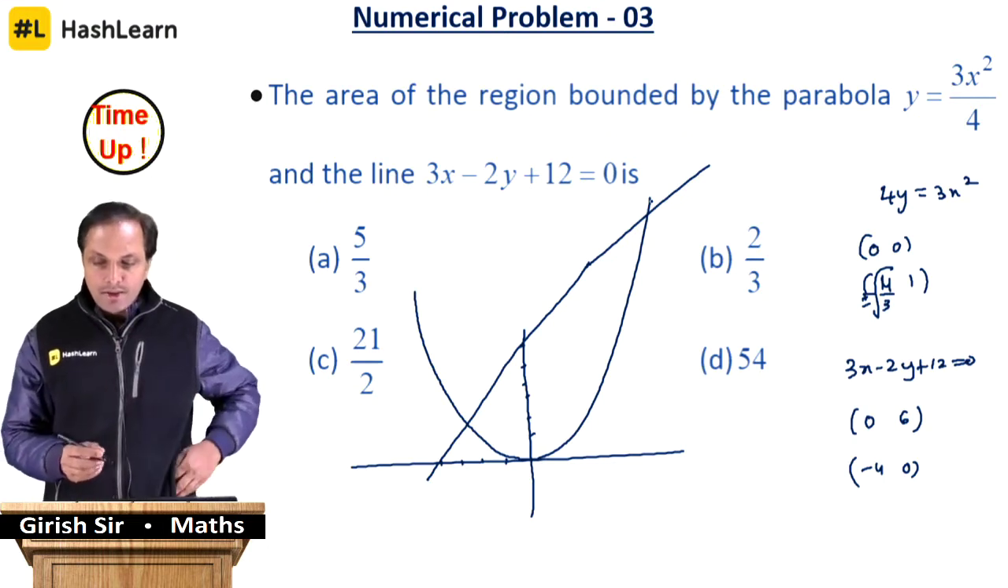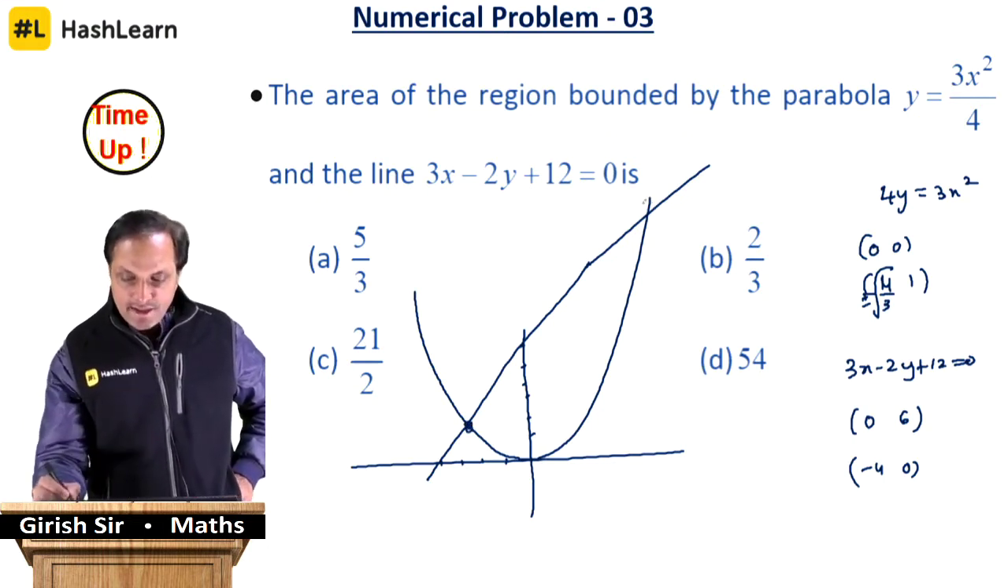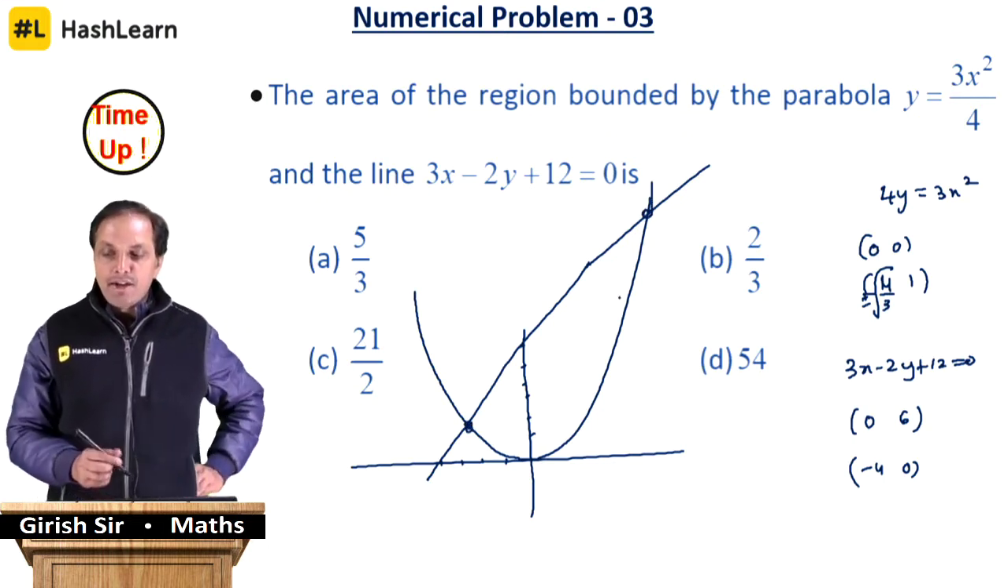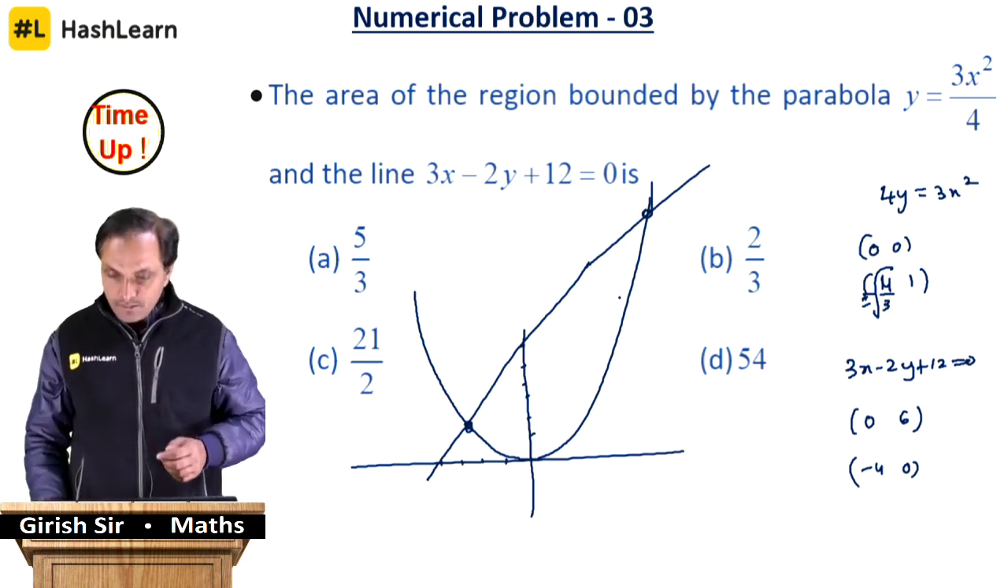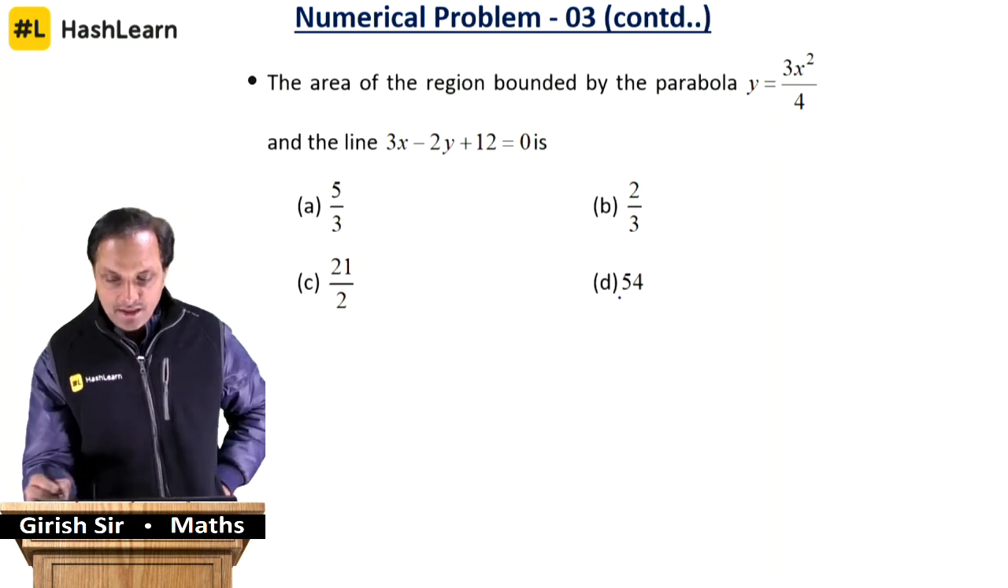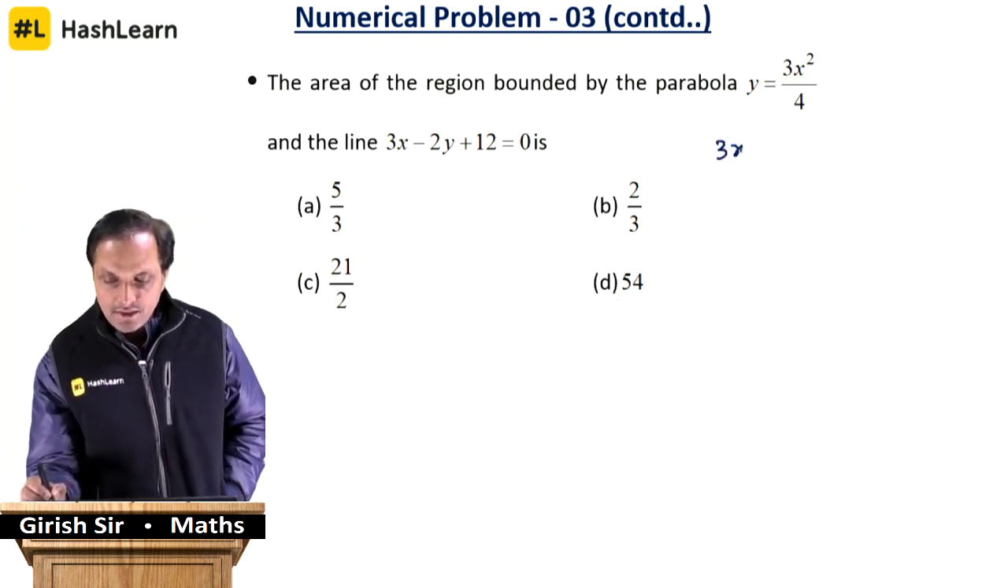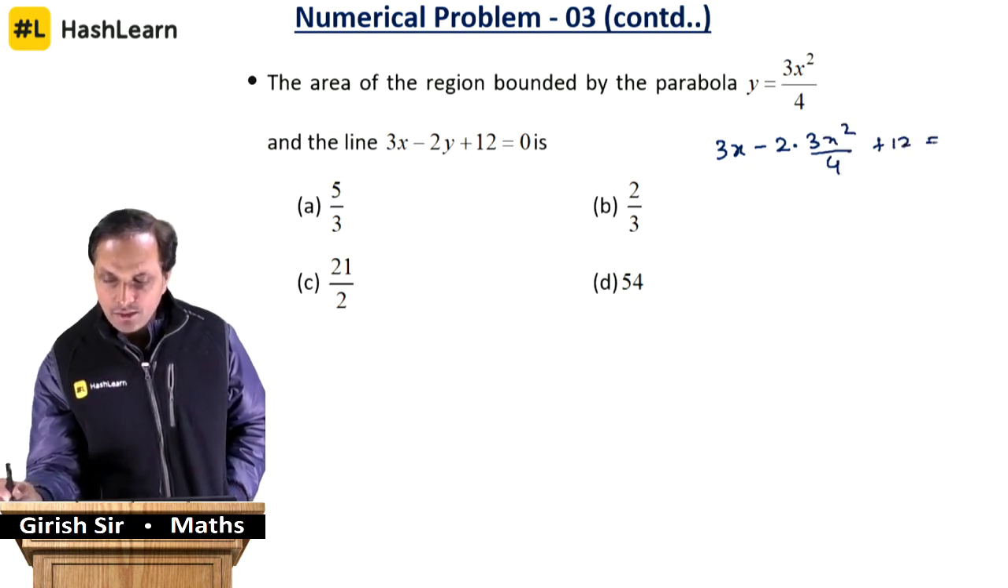So here what you need to do is find this point and this point, the starting point and ending point. How to do that? You have to substitute one in the other. So let me substitute one in the other. 3x minus 2 into what is y? y is 3x square by 4 plus 12 is equal to 0.